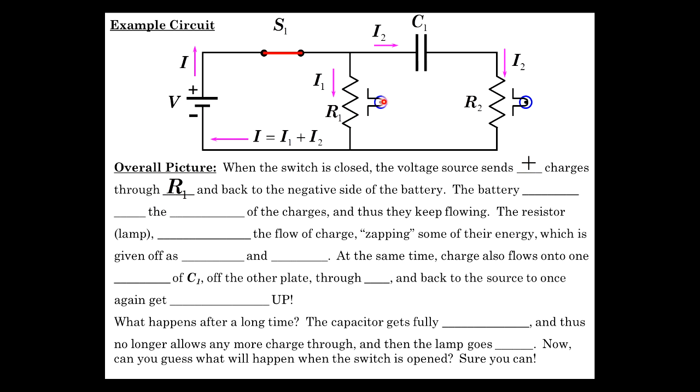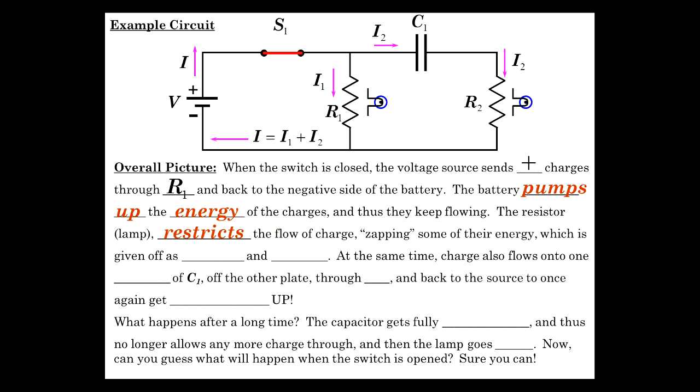The lamp lights up. The battery pumps up the energy of the charges, and so they're ready to continue doing their deeds, which is to continue to flow. Because otherwise, it's like water flowing down a hill. It loses energy, and unless it's pumped back up, whoop, it doesn't flow anymore.